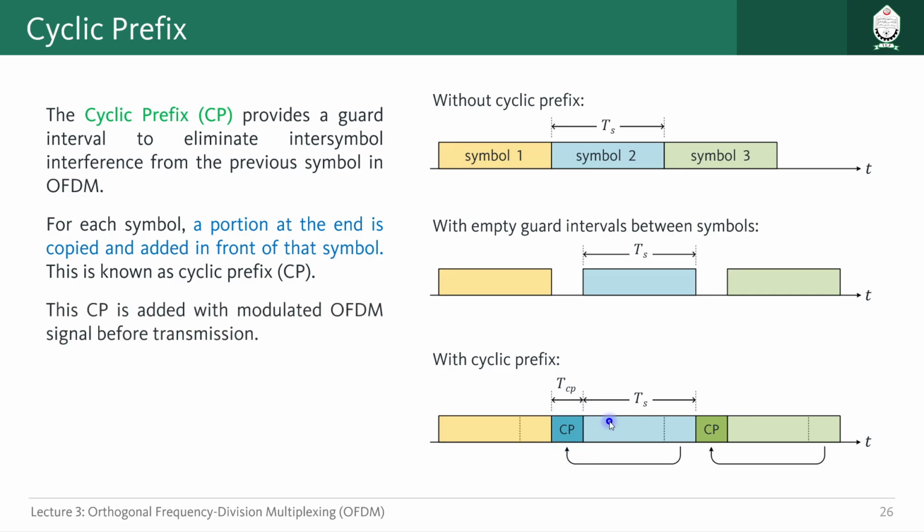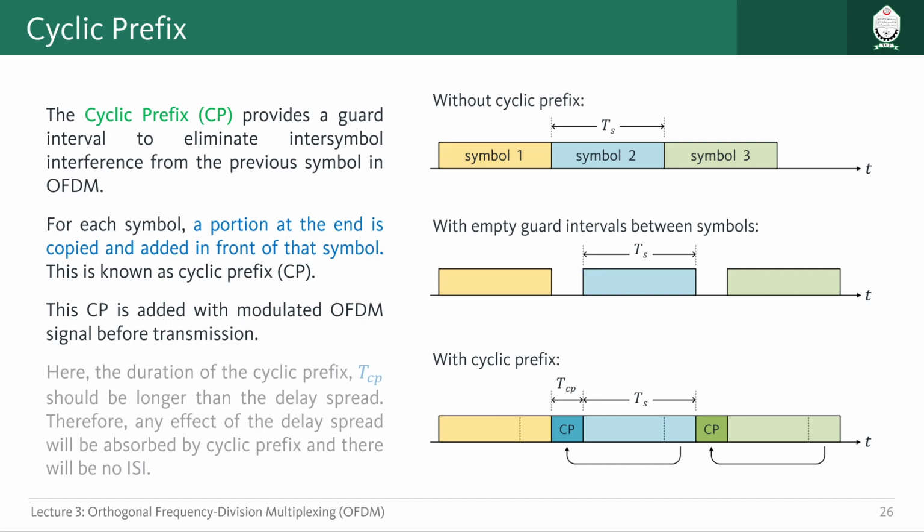Now this is done just before transmission. So after multi-carrier modulation of OFDM, we put this gap or guard interval between each symbol, copy the end portion at the front and then send each symbol. So this is the basic idea of cyclic prefix, and we always have to remember that the duration of the guard interval should be longer than our delay spread, because we want to totally eliminate the effect of the delay spread.